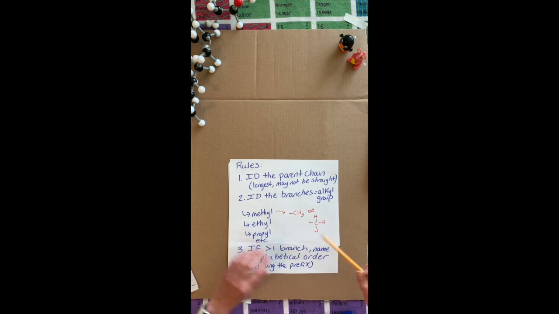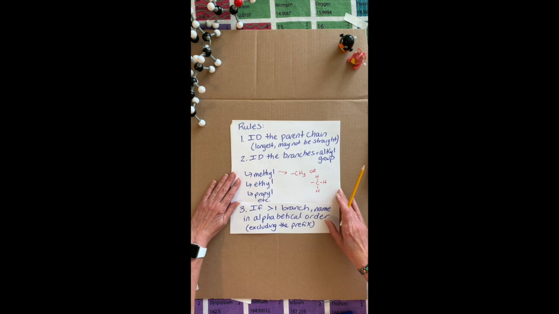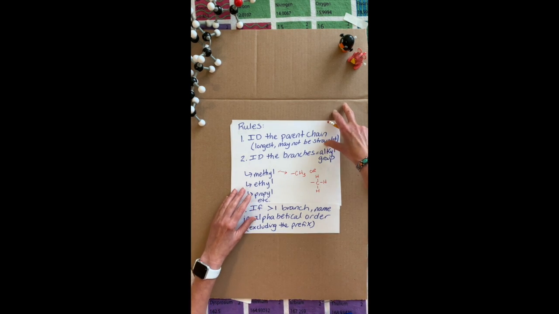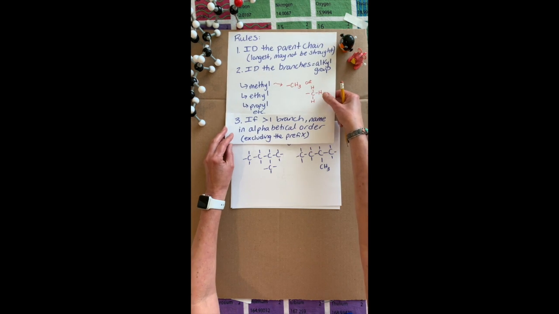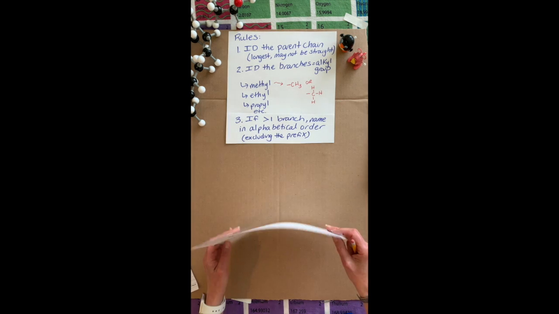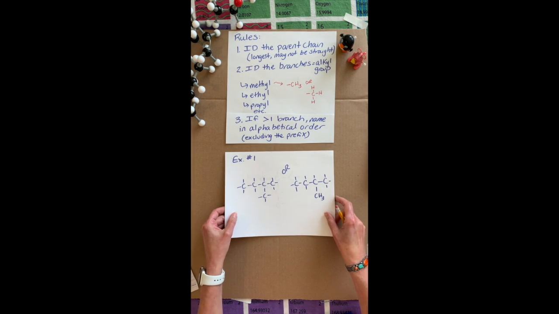The third rule is if there is more than 1 branch coming off of a parent chain, we are going to name those branches in alphabetical order, excluding the prefix, if that applies. Again, we'll see some examples of that. So what I'll do is I'm going to leave the rules visible up there, and I've got a number of examples to go over with you.